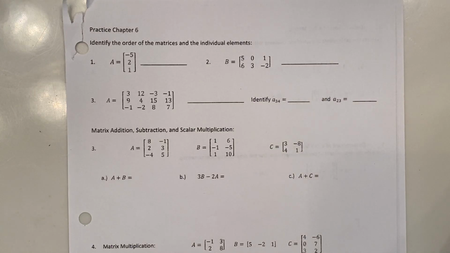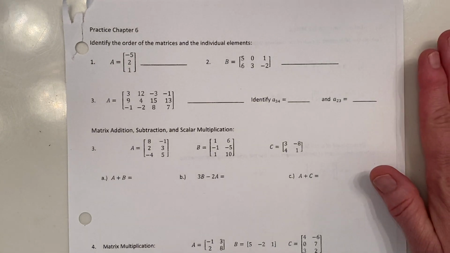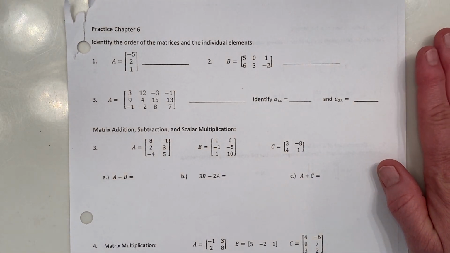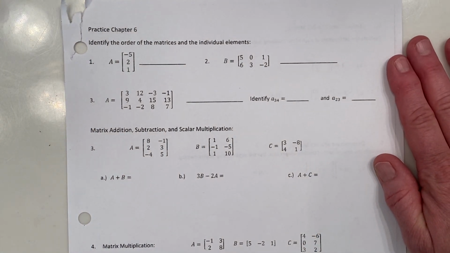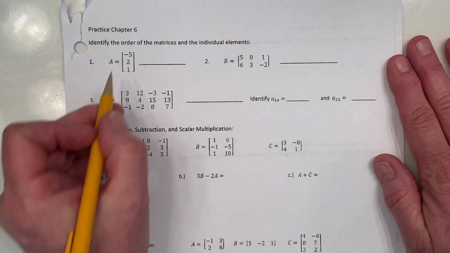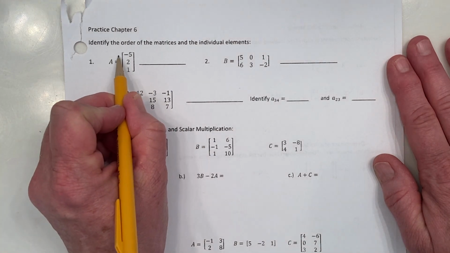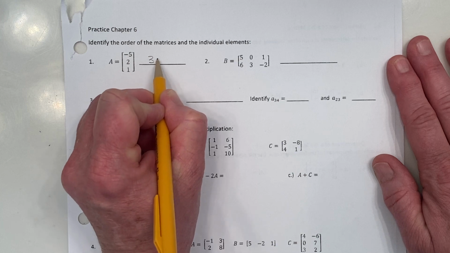We're going to practice some of the objectives that are in chapter 6. So problems 1 and 2 just say identify the order of the matrices and the individual elements. So in problem 1, we're just to identify the order. So that's 3 rows and 1 column.